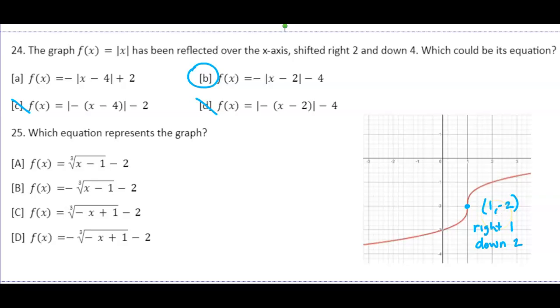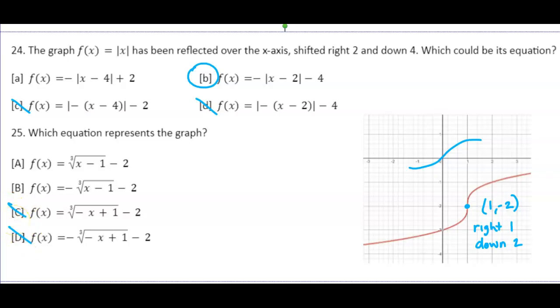If you remember, the original shape of the parent function for the cube root looks like this. So it's in the same orientation direction. It hasn't been reflected. So really the only thing that's been done that's truly important is the shift right and the shift down. So if it went right 1, we should have x minus 1 inside the cube root. So that means it cannot be c, it cannot be d.